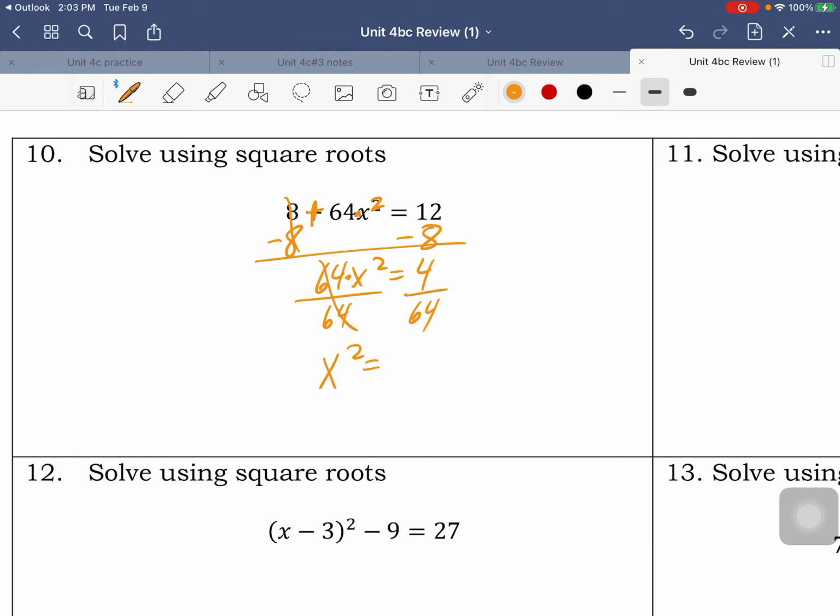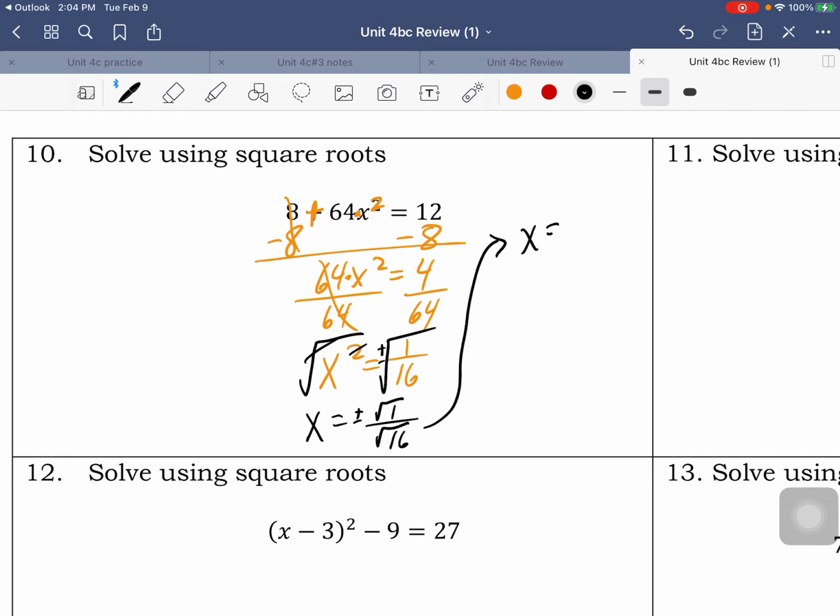At this point, you can simplify that fraction. Anytime you can simplify a fraction, I would do it before you proceed. You don't have to, but it's not a bad idea. Square root. Don't forget, anytime you square root, there's a positive and negative. Square root of 1, square root of 16. So x equals the square root of 1, the numerator, is 1. The square root of the denominator is 16. So we have a positive 1/4 and a negative 1/4 as your answers.